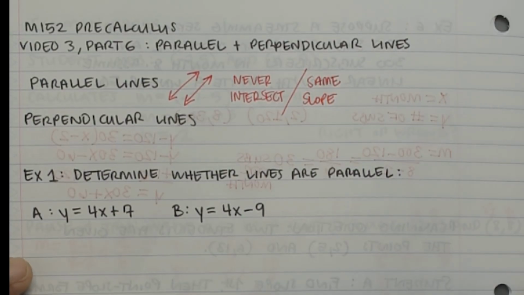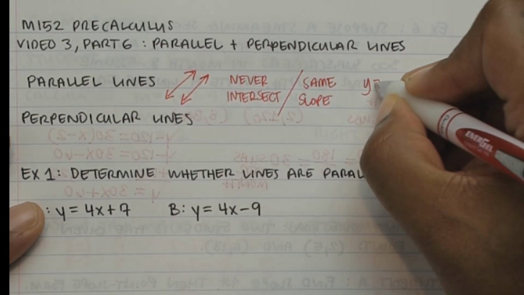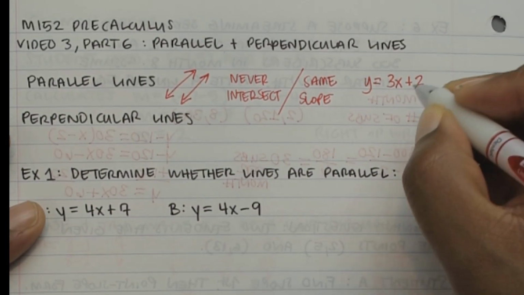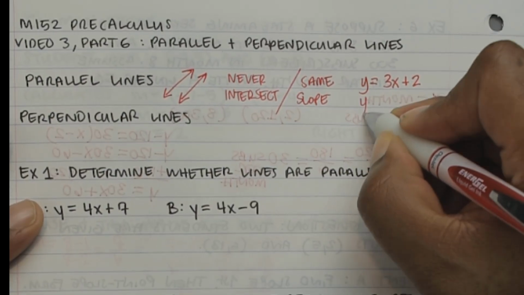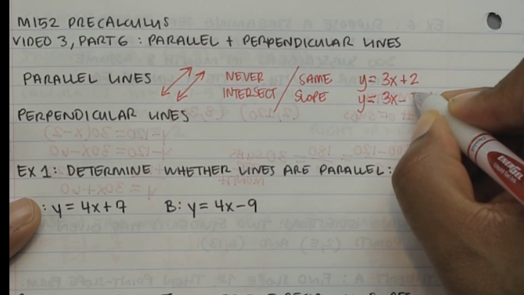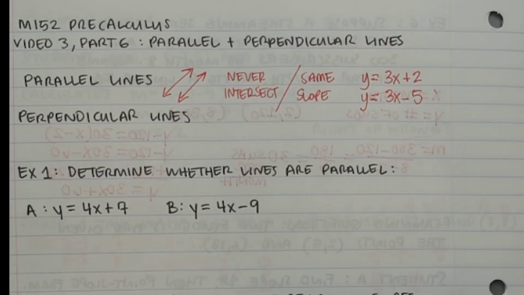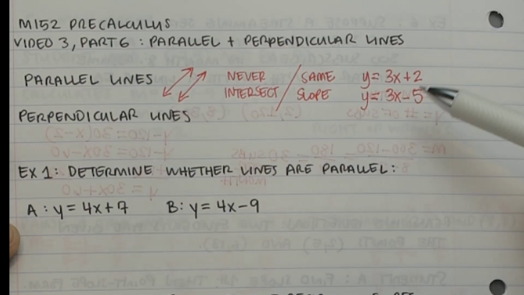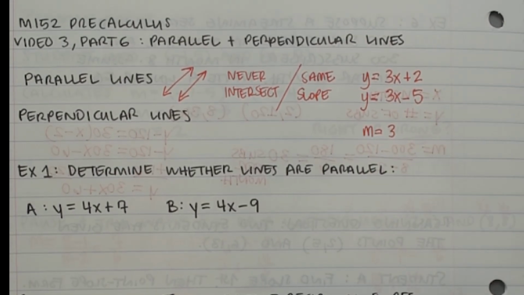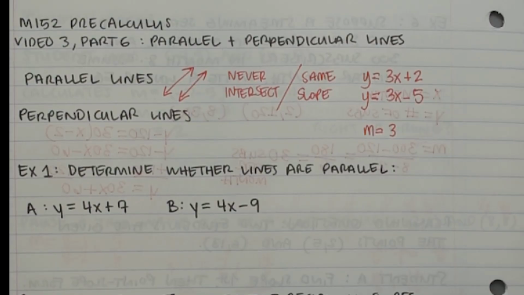For example, if we have y equals 3x plus 2 and y equals 3x minus 5, these two linear equations have the same slope. That slope is m equals 3. So the slope for these two equations is the same. Therefore, the lines are parallel.